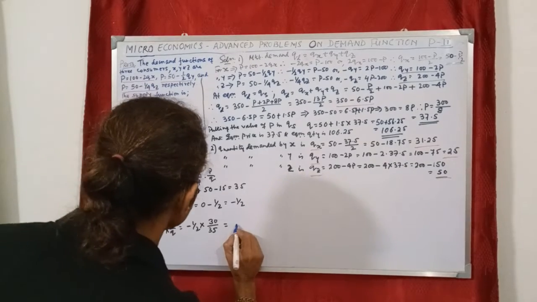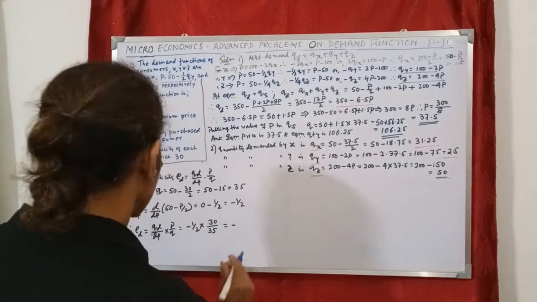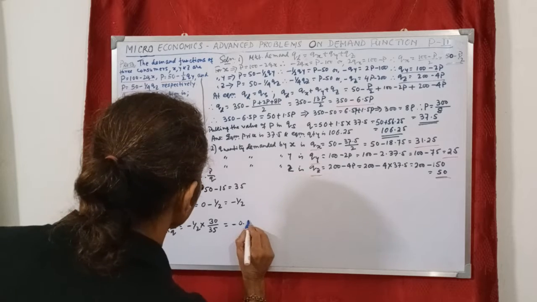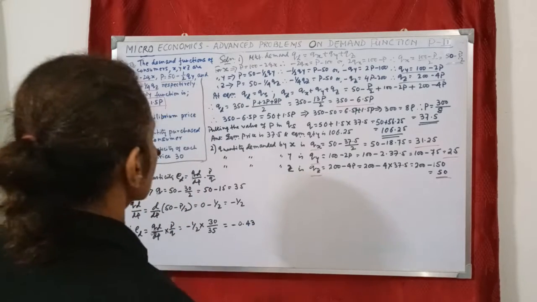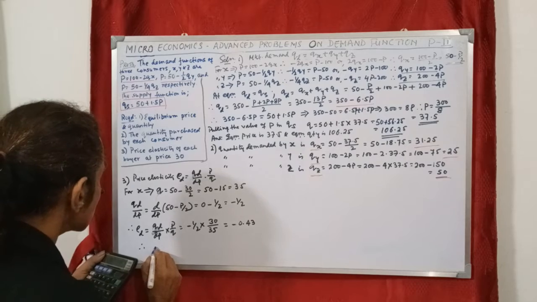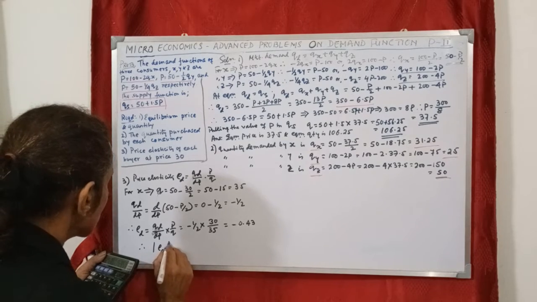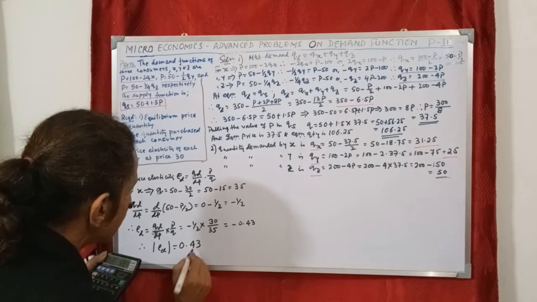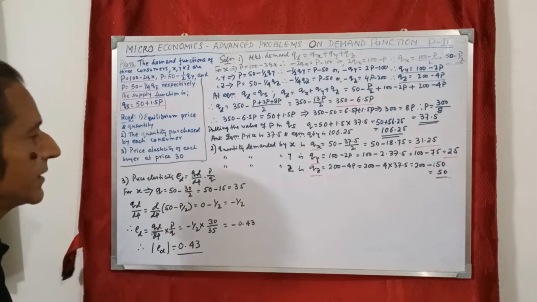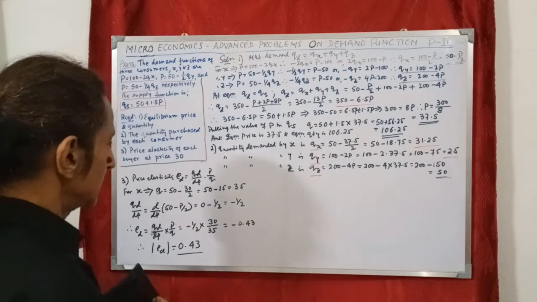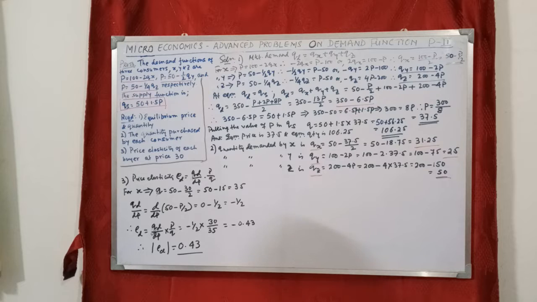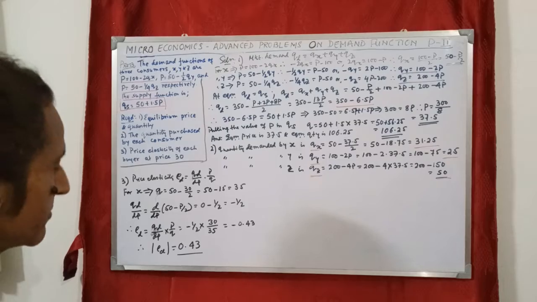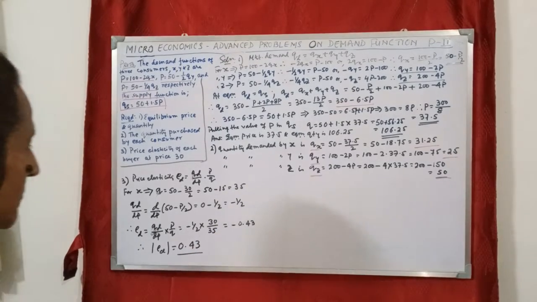.428. Let us take it minus 0.43. Therefore, ED equals 0.43. We ignore the negative sign while solving practical problems. The negative sign only denotes that the demand curve is downward sloping, nothing else. So whenever we are going to solve practical problems, ignore the negative sign.